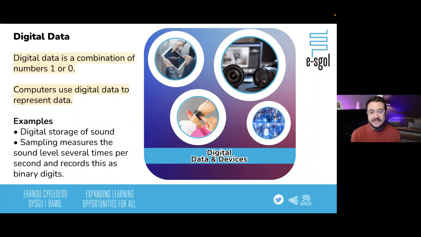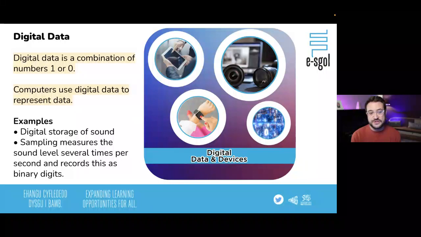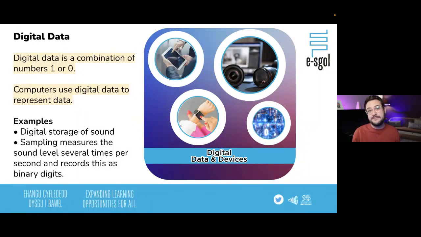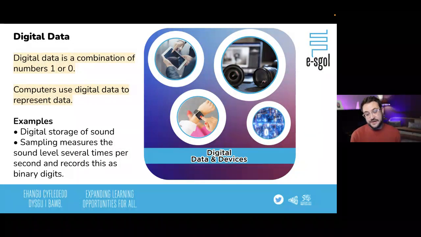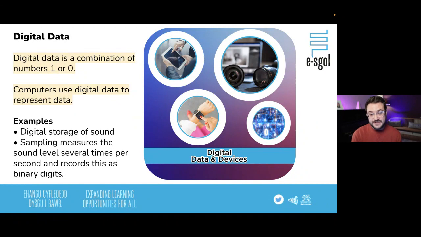And digital data, when it comes down to it, is a combination of ones and zeros, because we store numbers using a binary number system on computers, which, when it comes all the way down to it, we can boil any number down into ones and zeros. We'll be looking at that a little bit later on. And computers use digital data to represent real world analog data. So an example of this is digital storage of sound. So when you listen to music, that's been stored digitally on whichever device you're listening to it on. Sorry, I'm speaking about digital devices here.